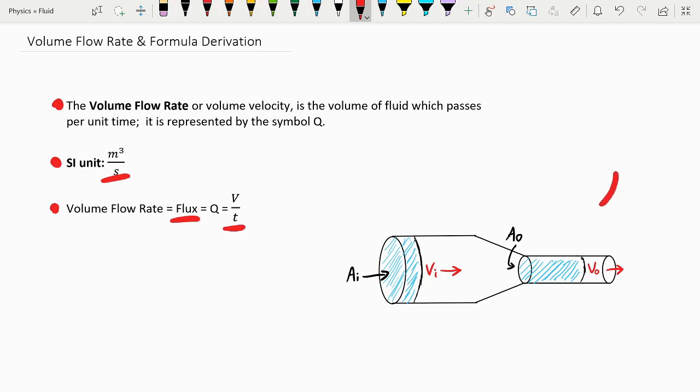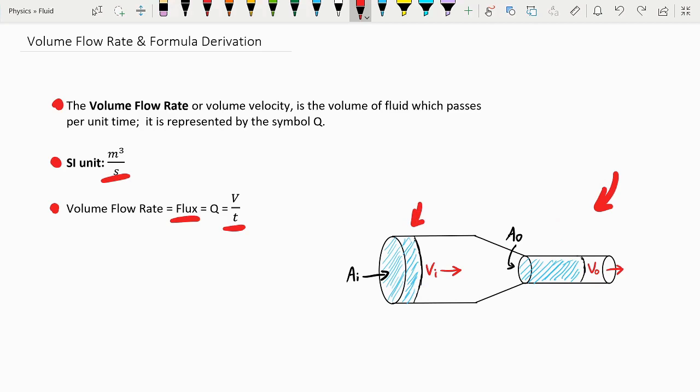So if we go over to this diagram, we have a sort of funneled pipe, and the area at the start, so area input, is represented as AI, and then after it tapers, the area is called AO. VI is the velocity at the start, and VO is the output velocity. These two things shaded in blue are the input volume and the output volume.